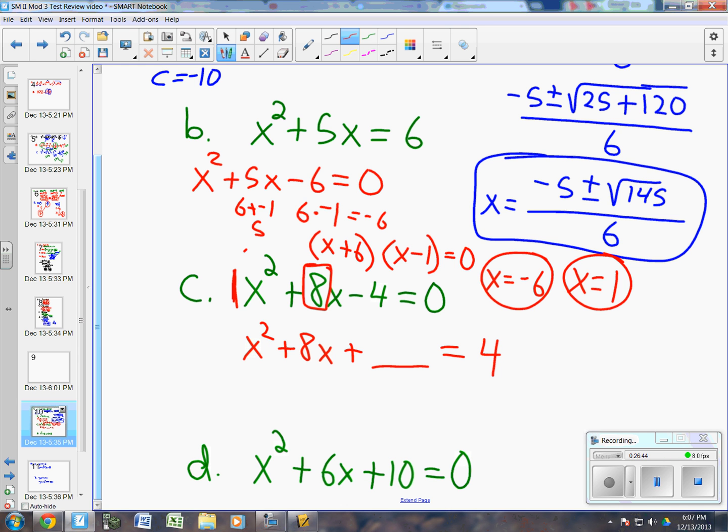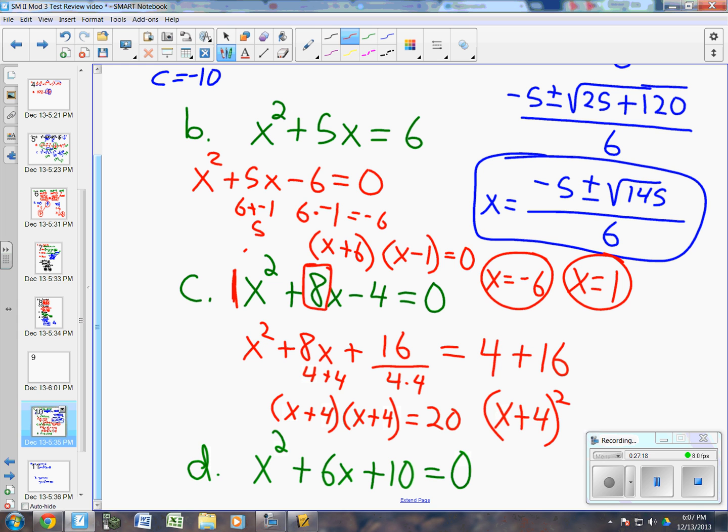So I've got this set up. Remember, I take half of 8, which is 4. 4 squared is 16. So that's 16. Whatever you do to one side, you do to the other. So 16 completed my square on my left side. So I know that 4 times 4 is 16, and 4 plus 4 is 8, which is a perfect square trinomial, so they factor into x plus 4 and x plus 4 equals 20, because 4 plus 16 is 20. And the short way of writing that is x plus 4 squared equals 20. And if I take, I'm going to move this up.